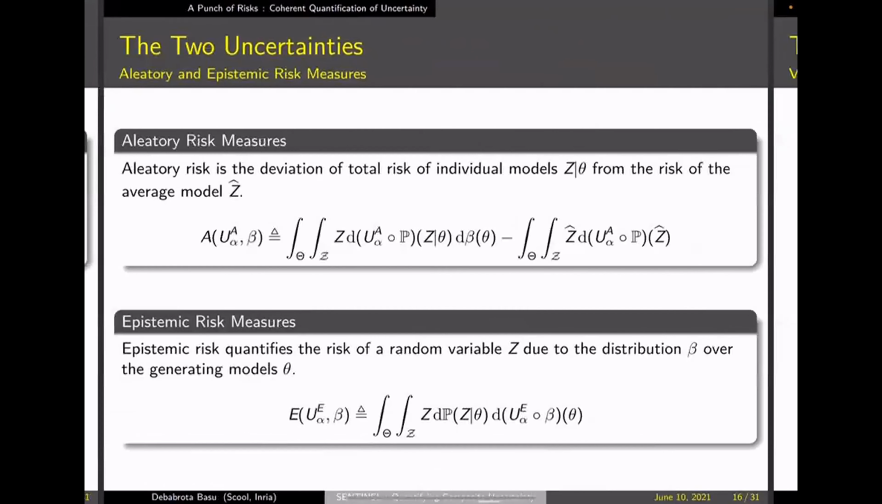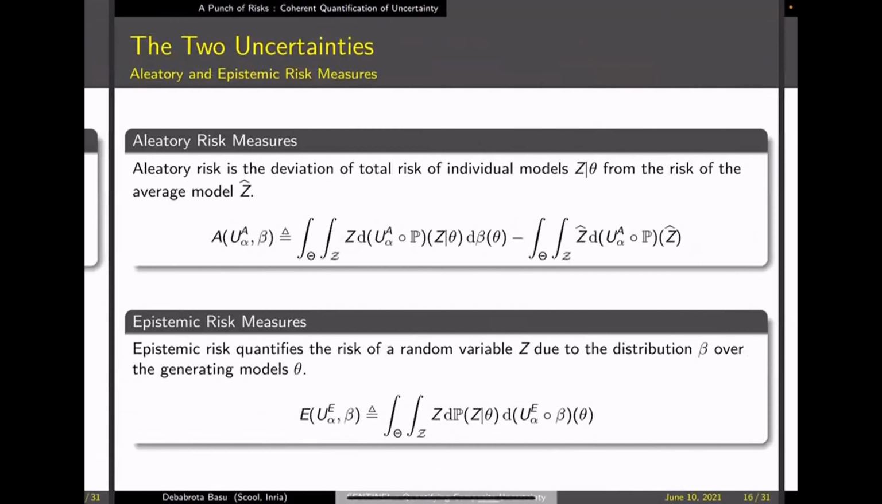And then how can you define the epistemic risk? You can define it as the risk of the random variable Z still, but depending on the distribution beta over the model. So you can see really the difference. We have applied the distortion here over beta. Here we have applied the distortion over Z. And that says the part of that source of uncertainty that we are interested in. And this formulation really allows us to decouple all these things and still use them properly or separately.